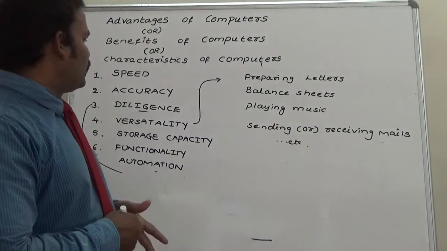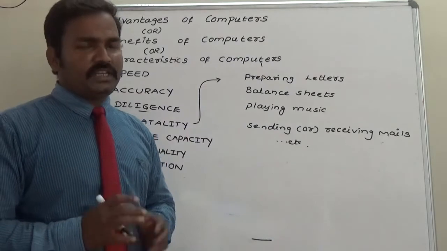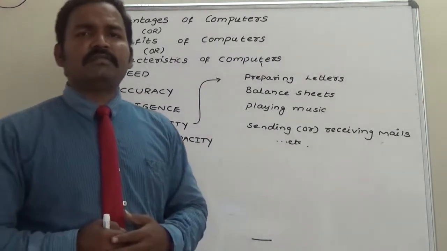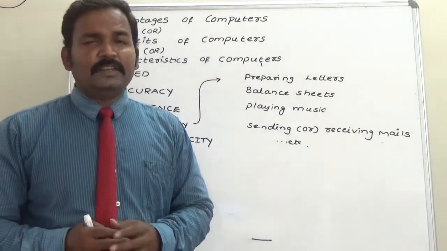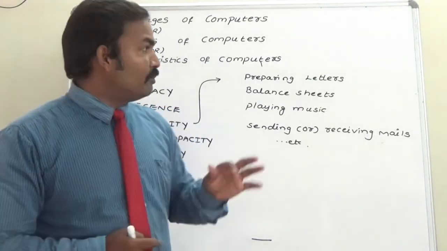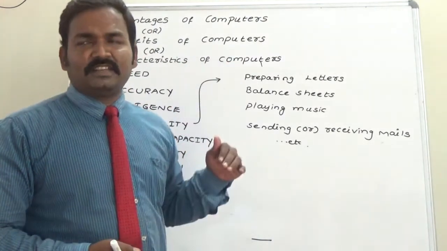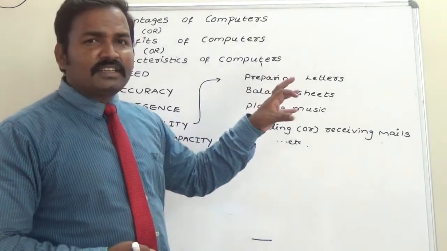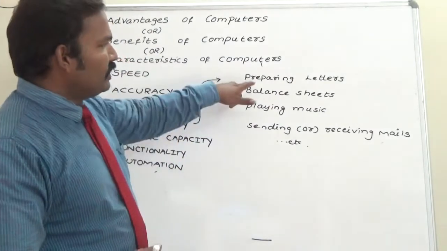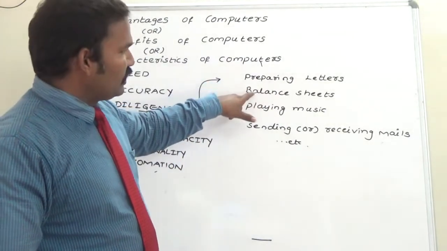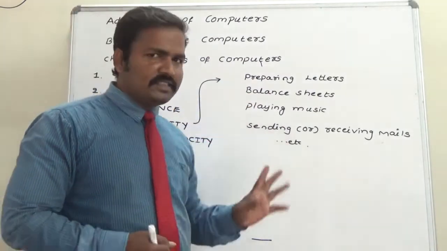Here, the computer can be used for various applications. We have several applications. With those various applications, the computer can perform various tasks. So what are the tasks we can perform by using a computer? Preparing letters, balance sheets, playing music, sending or receiving mails, etc.